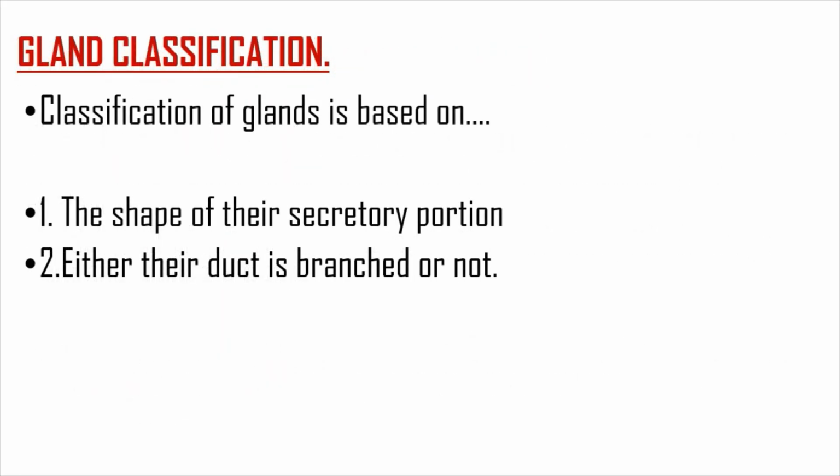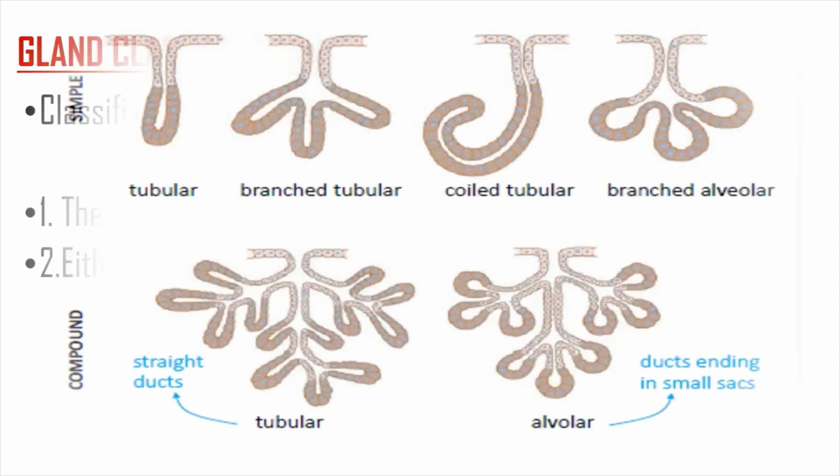Now let's look at gland classification. How do you classify glands? So glands are classified based on, number one, the type of their secretory portion, the shape of their secretory portion. Secondly, whether their duct is branched or is not branched.